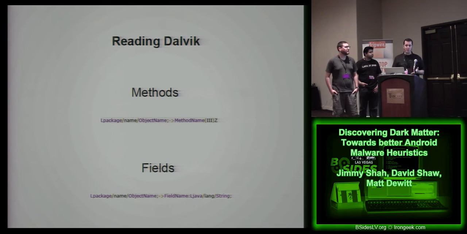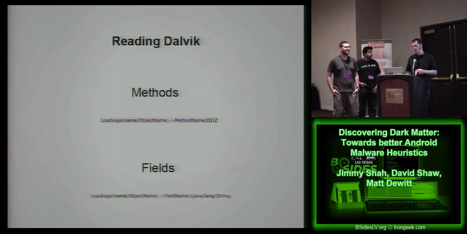So, reading Dalvik, as I said, we're going to talk about methods. Here's the package name, the object name, and then the method name. As you'll see here, there are 3 I's. What do those mean? Well, it does mean attributes. So for each method name, there's going to be a certain number of attributes associated with it. And then there will, of course, be some type of value at the end.